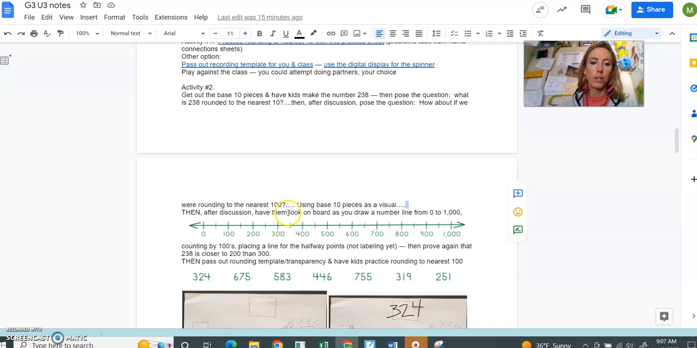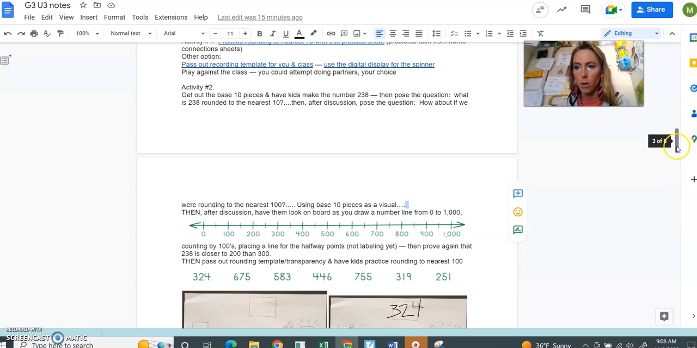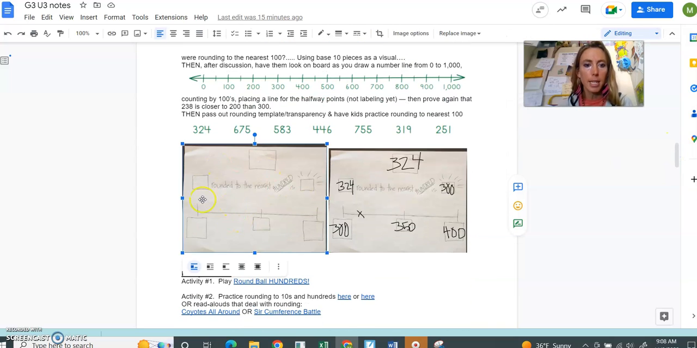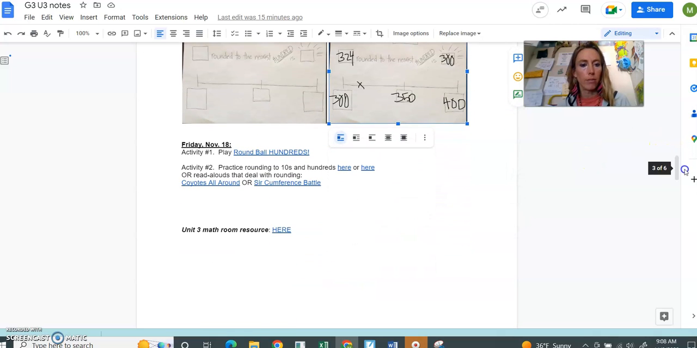So let's look at what we were doing on a number line. So then you go ahead and draw this on the board. You have them help you count 100, 200, 300, 400, all the way to 1,000. And then you go back in and make those little marks for the halfway. And hopefully they can get along with the pattern. Then I pass out the template again, and we go ahead and just run through lots of different numbers to practice rounding to the nearest 100. Okay, using the number line as a visual.